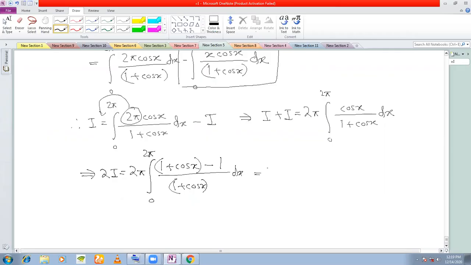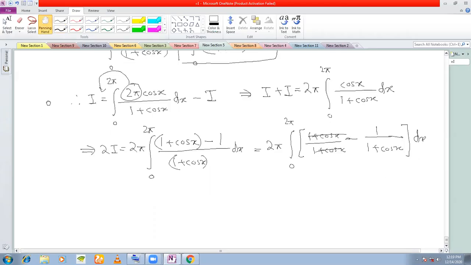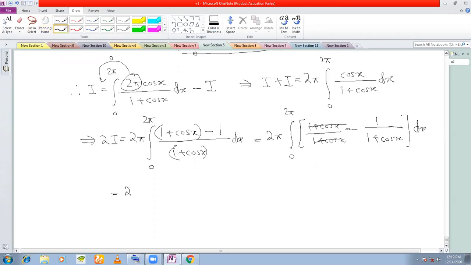So this is 2 pi. Now you separate. This becomes integral 0 to 2 pi, 1 plus cos x by 1 plus cos x, and this becomes minus 1 by 1 plus cos x dx. Right? Where this cancels. So what it becomes is 2 pi integral 0 to 2 pi, 1 minus 1 by 1 plus cos x.